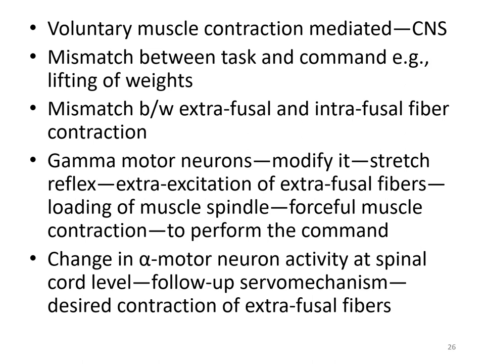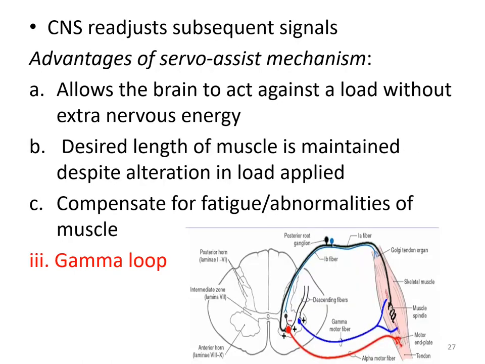So this change in alpha motor neuron activity at the spinal cord level is basically part of the follow-up servo mechanism, causing the desired contraction of the extrafusal fibers. Now, the central nervous system uses this servo assist mechanism to readjust the command in its subsequent signals. What are the advantages of servo assist mechanism?